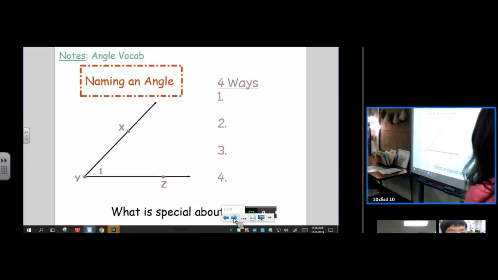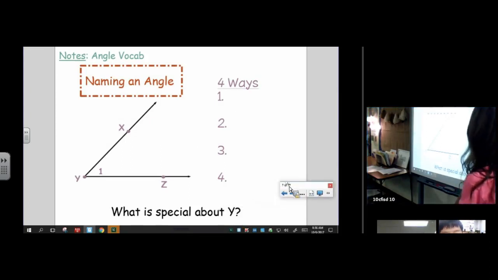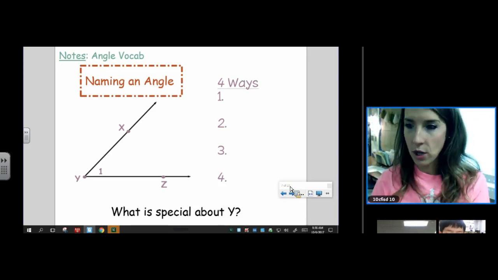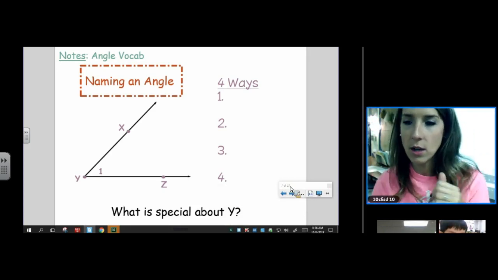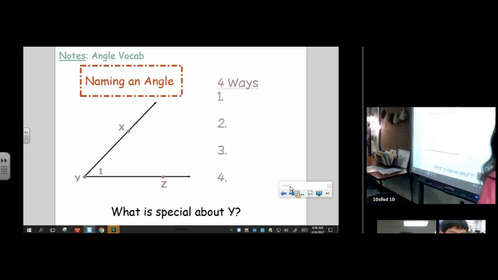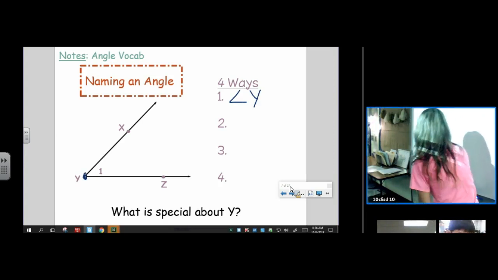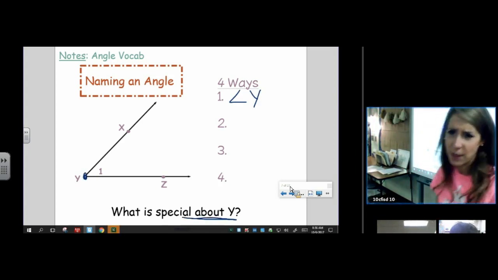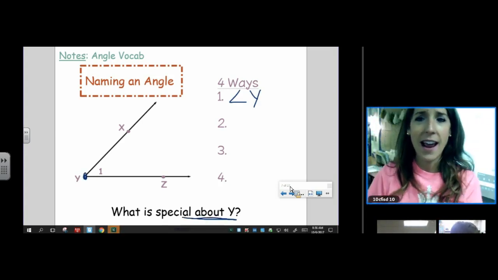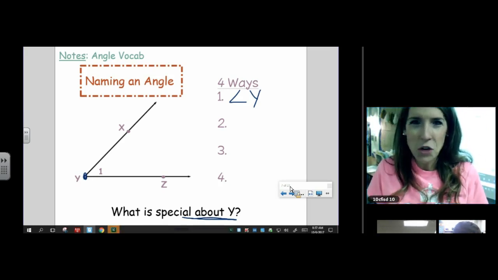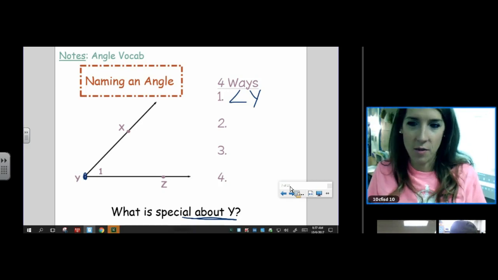There are 4 ways to name an angle. This is on your vocab sheet already. I just want to make sure I go over notation with you because notation is always very important. You can name the angle using its vertex. What's special about Y? It's the vertex. So you need to put an angle symbol and then you put Y. Because if you just put Y, you've named a point, not an angle.